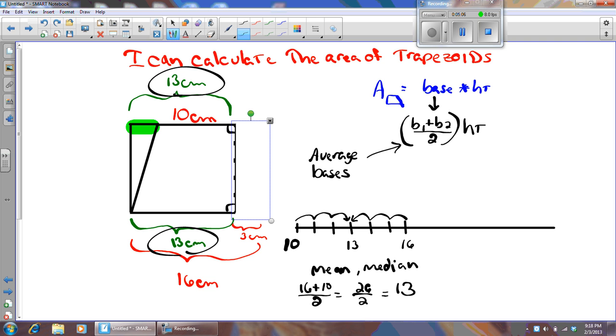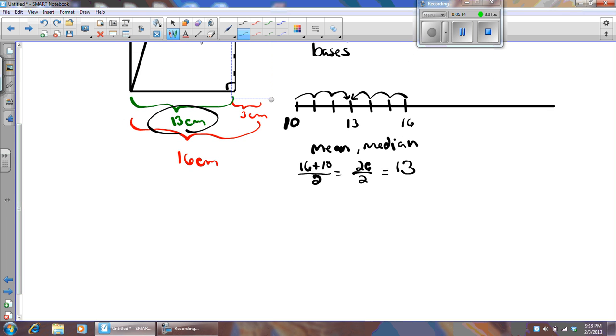We're going to average the bases. Well, in this problem, the original one, the first base was 16, right? So we're going to take 16 plus the 10, divide by 2. We already know that's going to be 13. And then we need the height.